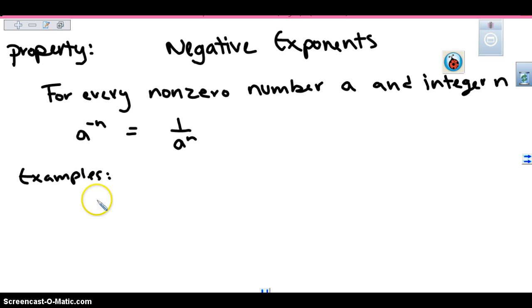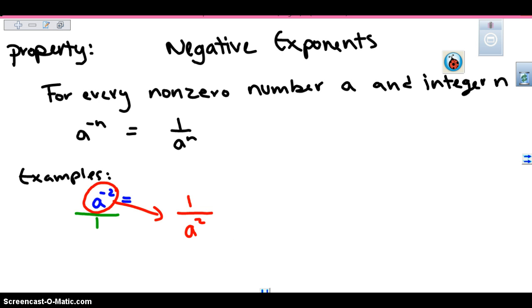Let's say we have a to the negative 2 power. That negative exponent belongs to the base a. We can say that a is in the numerator because it doesn't have a denominator. You can imagine it's over 1. So to make that negative exponent positive, we have to write it as 1 over a squared.